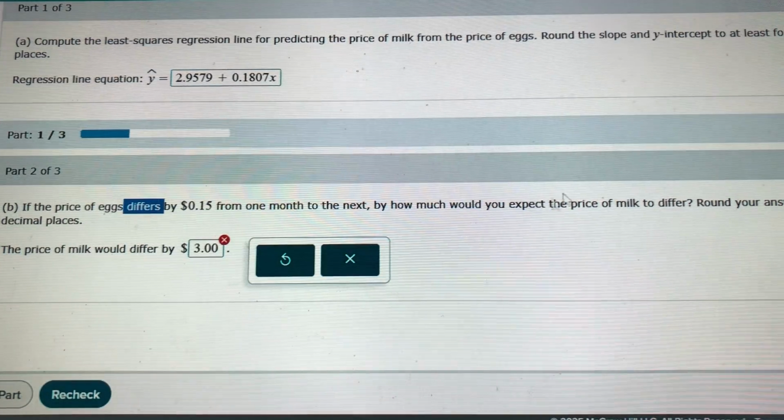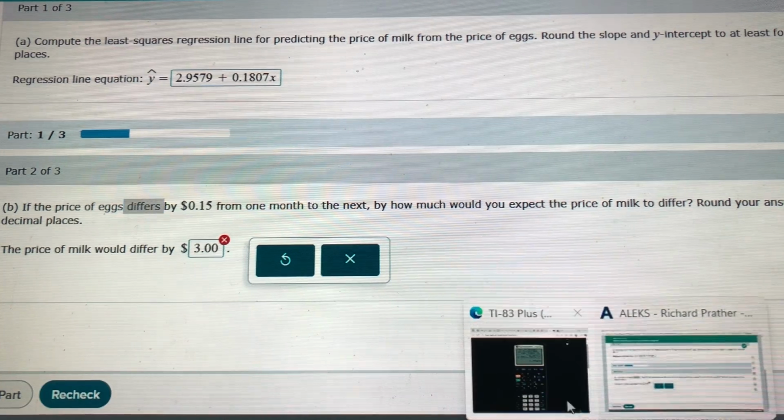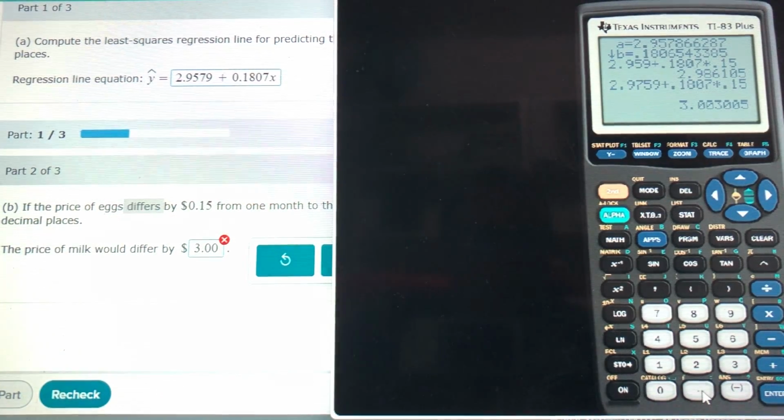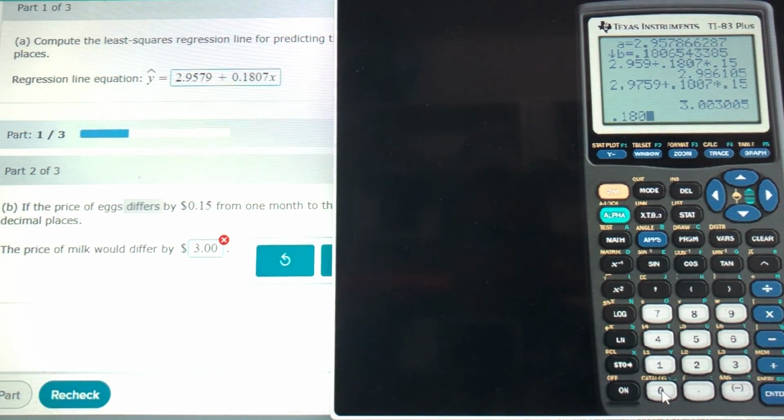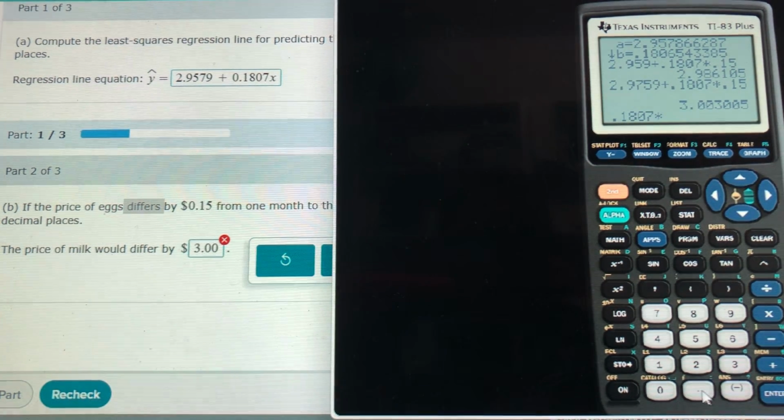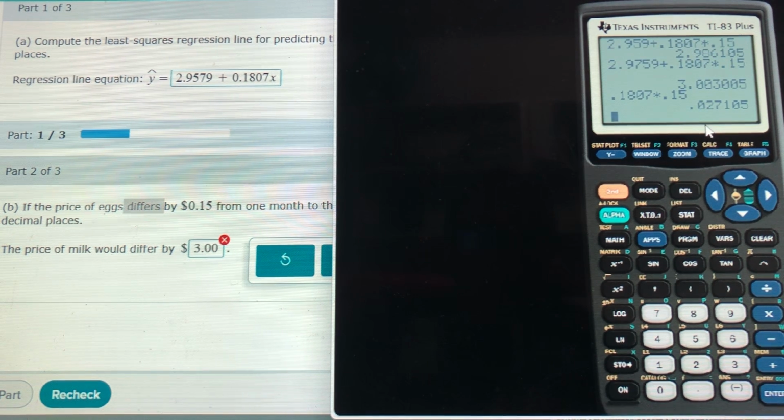Okay, so close this. So apparently all you do is take your slope, 0.1805, or 0.1807, multiply by 0.15, and then round to 2 decimals. So if milk changes by 15 cents, I would expect, I said that backwards. If eggs change by 15 cents, I would expect milk to change by 3 cents.